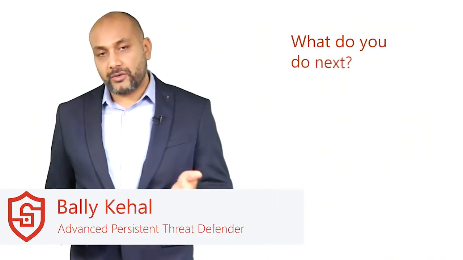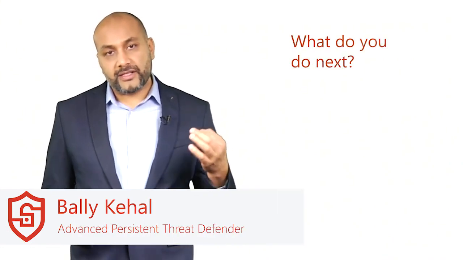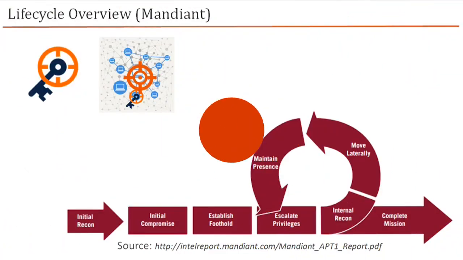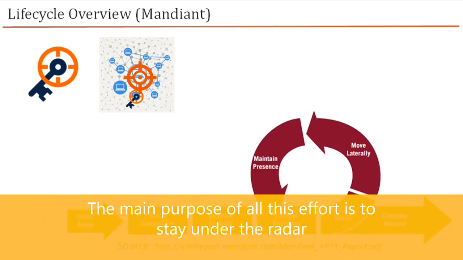So after that, once you're in, then what do you do next? You establish a foothold, which means that now I've broken into this network and I'm in the victim's machine. As a bad guy, I want a guarantee for myself that I can stay here for as long as I can, stay undetected, under the radar. That's the main purpose of doing all this effort.